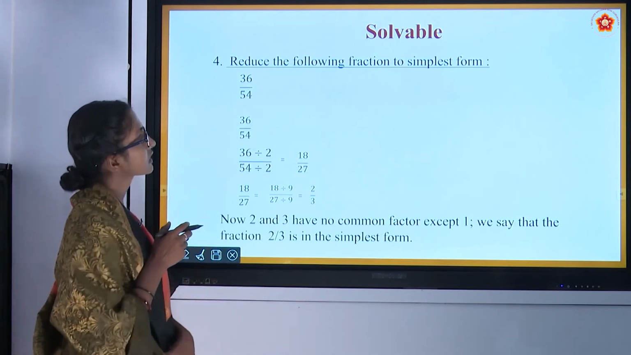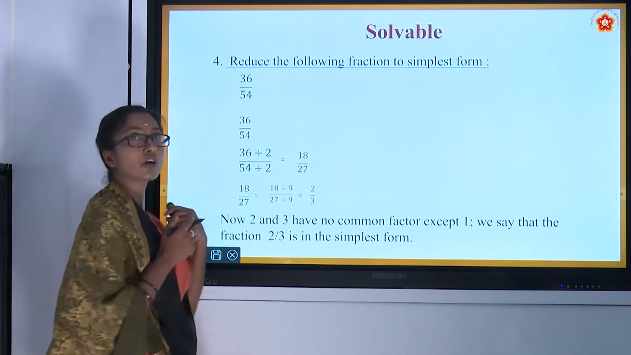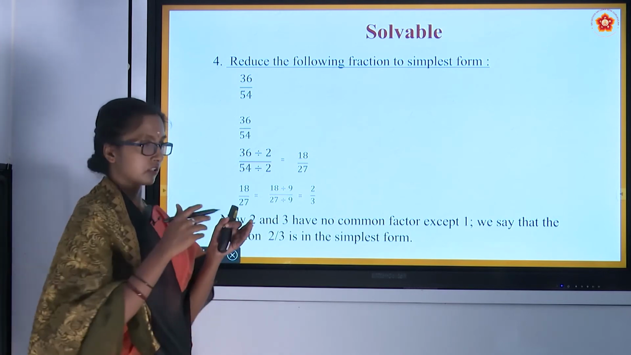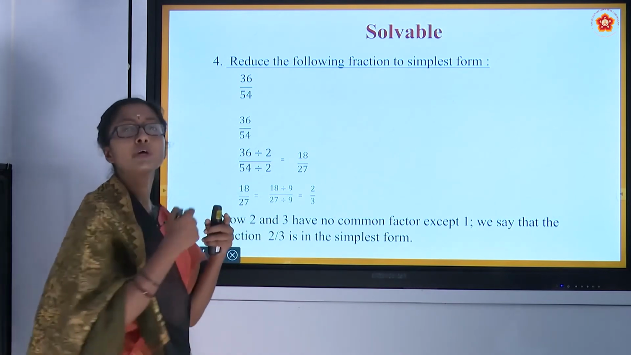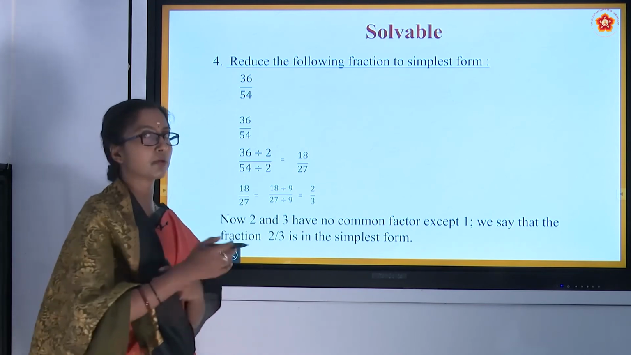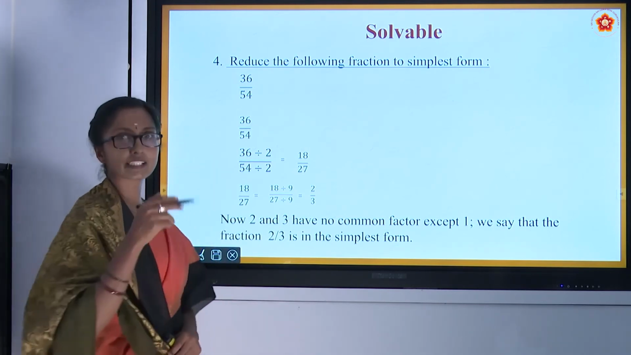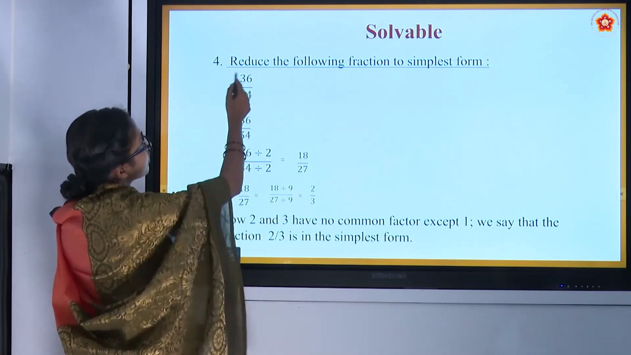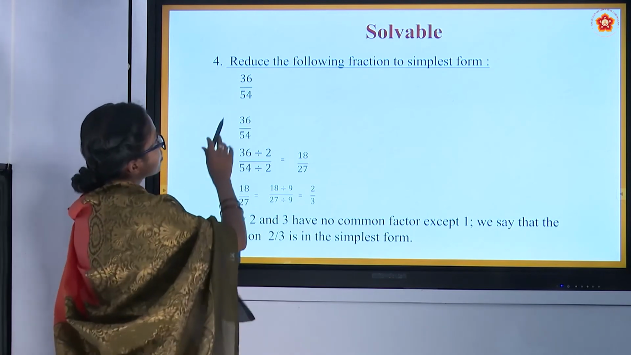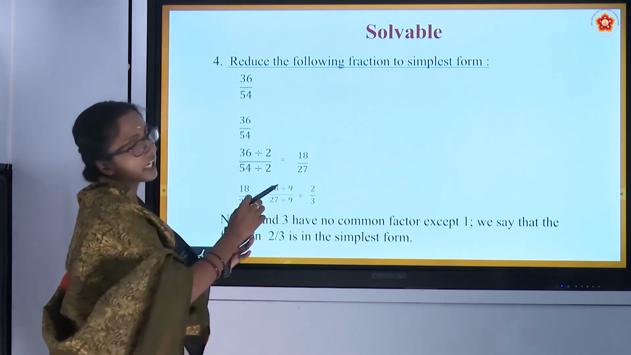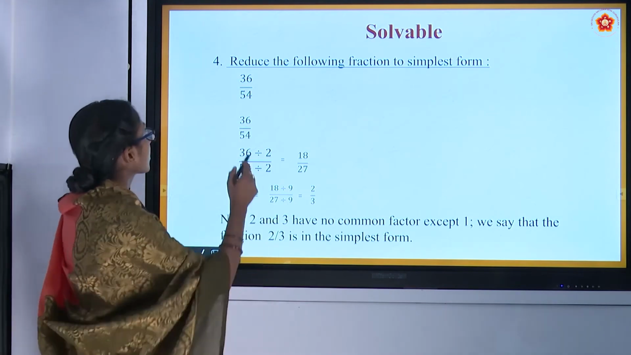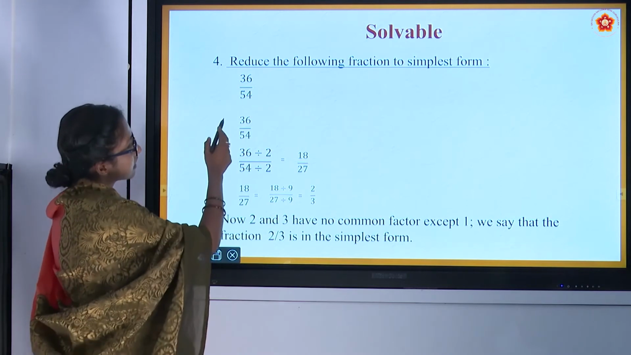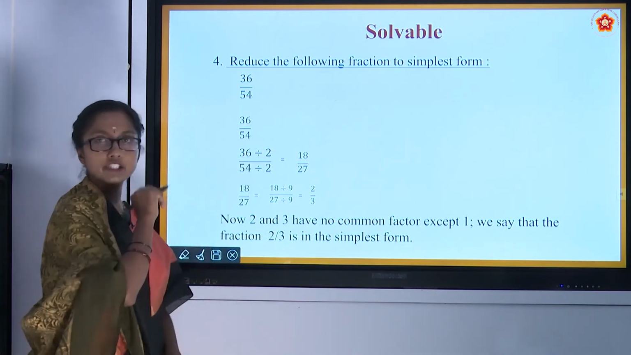Reduce the following fraction to the simplest form. As we saw in equivalent fractions, we'll keep on dividing and see whether the numerator and denominator come in the same table or not. We'll keep on cancelling and take it to the simplest form, right? In the same way, take this fraction to the simplest form now. 36 by 54. Let's divide 36 and 54 by 2.